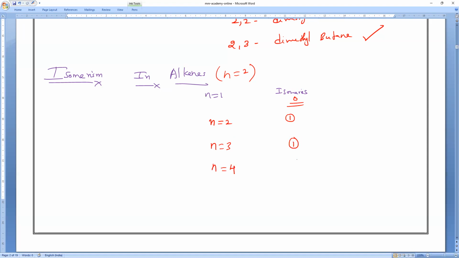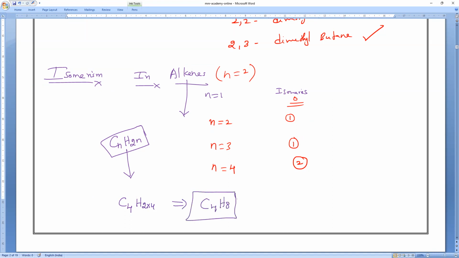N is equal to 4, number of isomers, how much will come? Everybody, 2. After that it is not required at all, and don't learn it. Here also, just butene alone I will teach you. If you want to learn more, have a glance, that's all. What is the general formula of alkenes? CnH2n. So n is equal to 4 means the formula is C4H8.